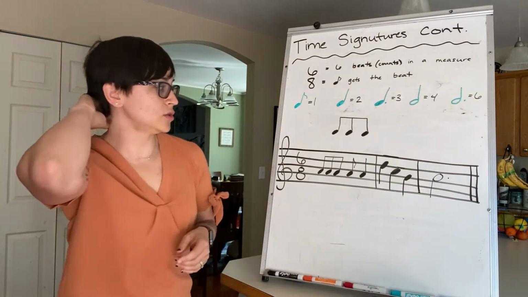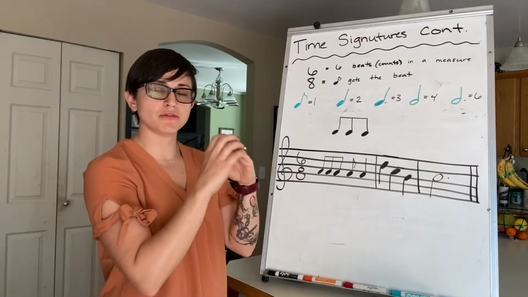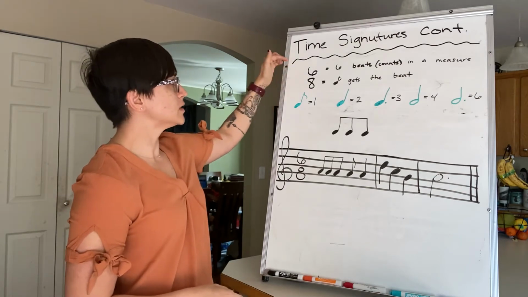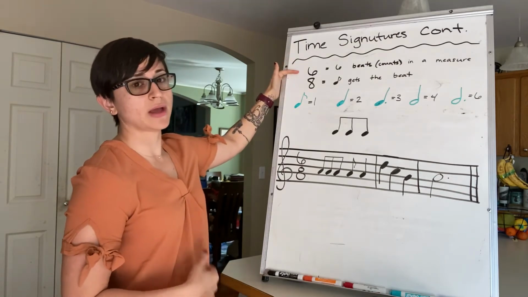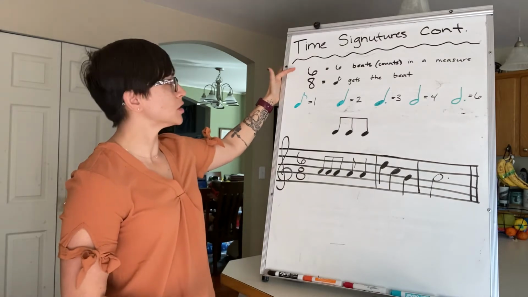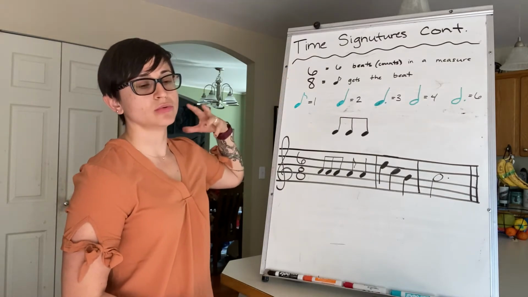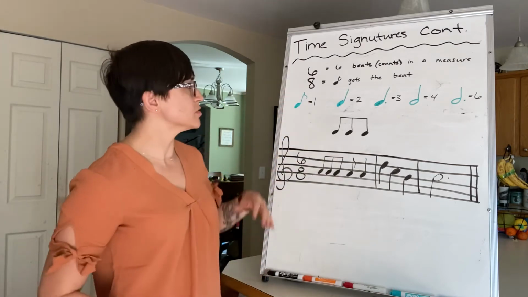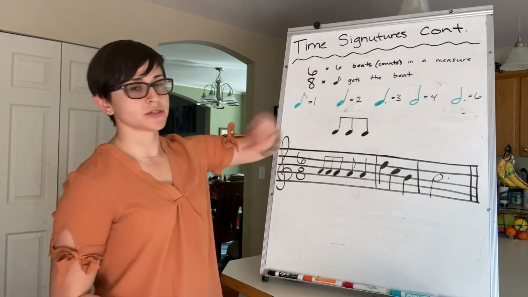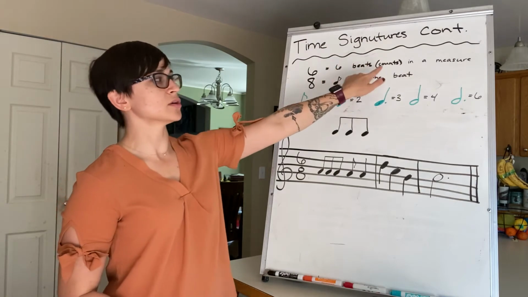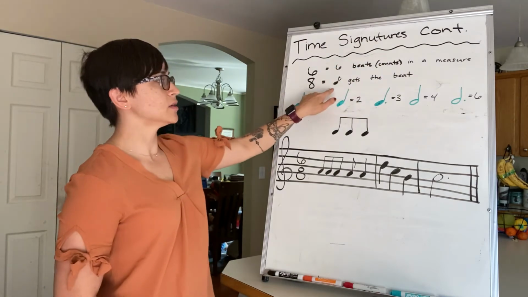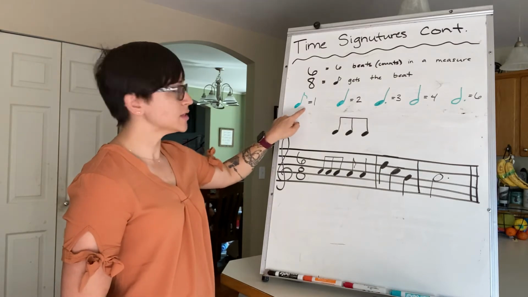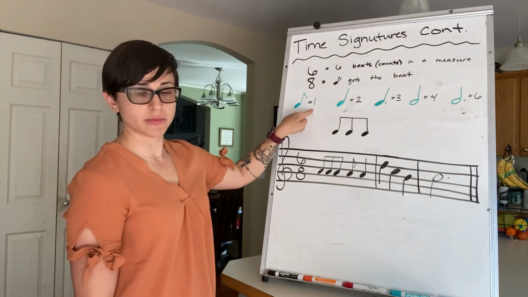All right, so this week we are going to focus in on 6/8, okay? In 6/8, your top number tells you how many counts, how many beats are in a measure, and your bottom number tells you what note gets the beat. Any and all time signatures, that's what those numbers mean. Your 6 means 6 beats or counts in a measure, and your 8 tells you that the 8th note gets the beat, okay?